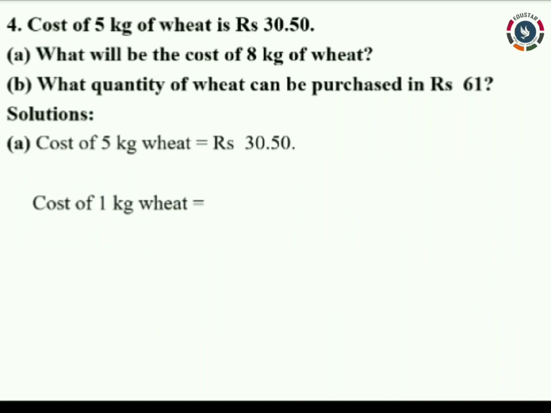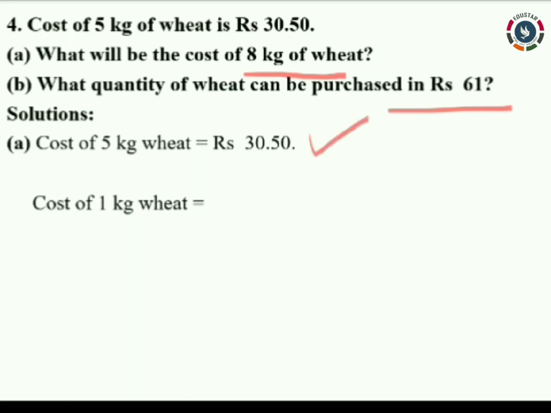In exercise 12.3, question number 4: the cost of 5 kg of wheat is rupees 30 and 50 paise. Now you have to find what will be the cost of 8 kg of wheat, and second, what quantity of wheat can be purchased for rupees 61. Two things you have to find, right? Let's see one by one. First, the cost of 5 kg of wheat is given data, right?